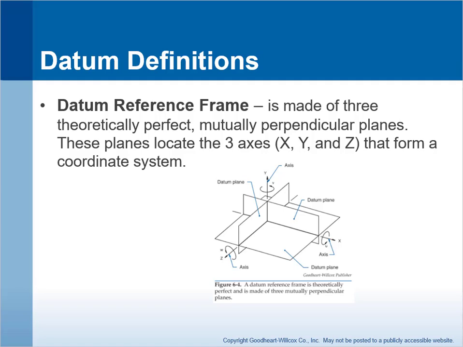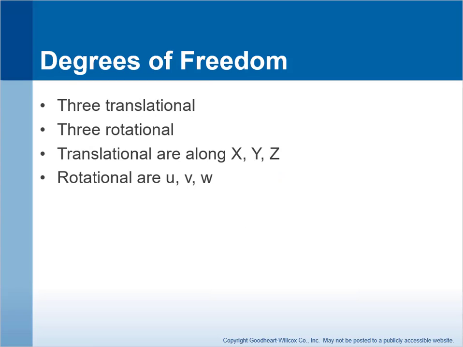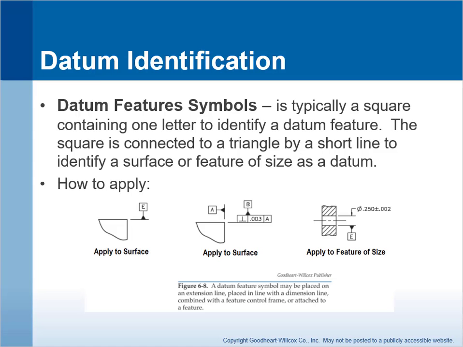If we were talking a tool design class, this would be the degrees of freedom that must be arrested when you're work holding, fixturing a part. Those are our degrees of freedom. How do we put datums? How do we identify surfaces of datums on drawings? Not just surfaces, but also features of size. Here's how we do it.